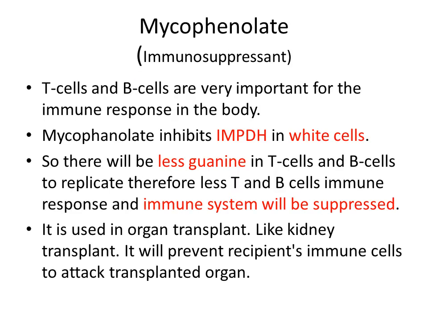The second drug we are going to talk about is mycophenolate, which is an immunosuppressant. T cells and B cells are very important for the immune response in the body. Sometimes T cells and B cells overreact and create autoimmune diseases. Mycophenolate inhibits IMPDH in white cells, so there will be less guanine in T cells and B cells to replicate, therefore less T and B cell immune response, and the immune system will be suppressed.